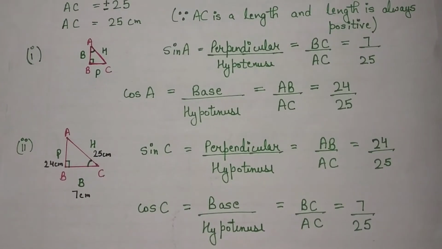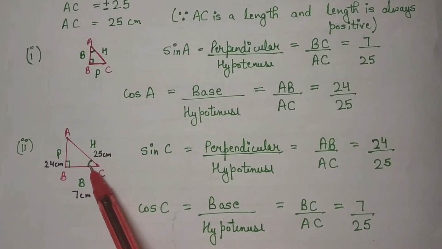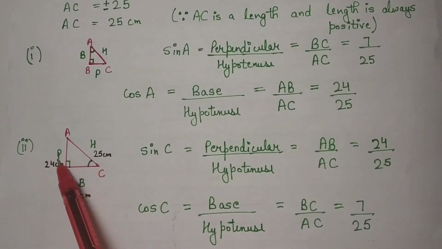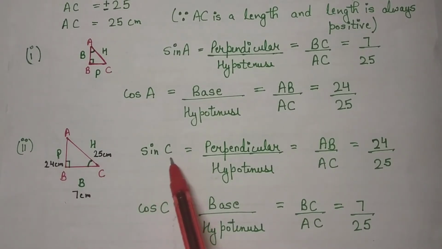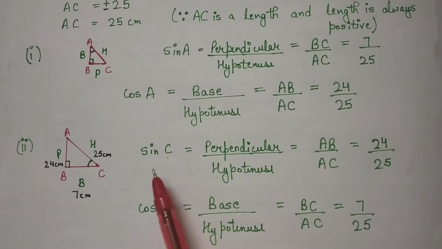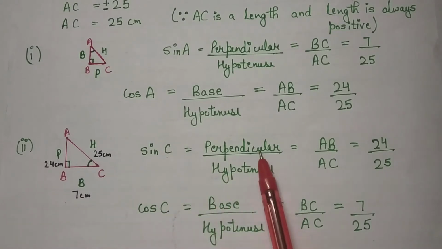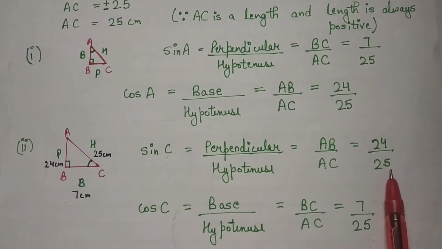Now the second thing was sin C and cos C. Now remember here, the acute angle is this C. So perpendicular will be opposite to this, that is AB. So here perpendicular and base change with the angle given with the trigonometric ratio. So this is the thing that you need to remember always. After that it is simple that we have to apply the formula and put the values.